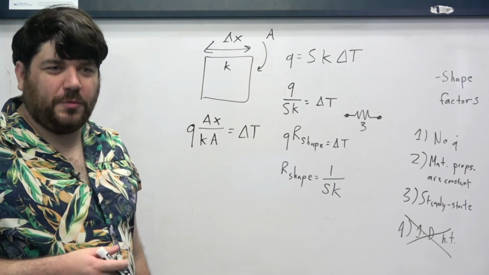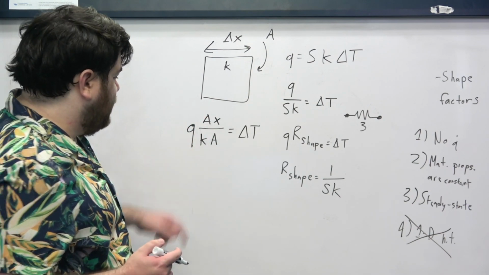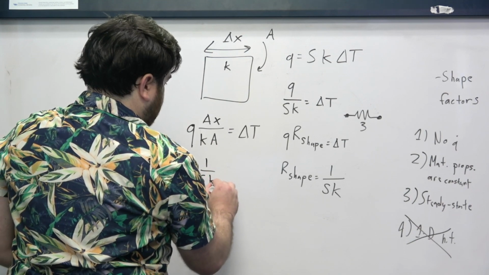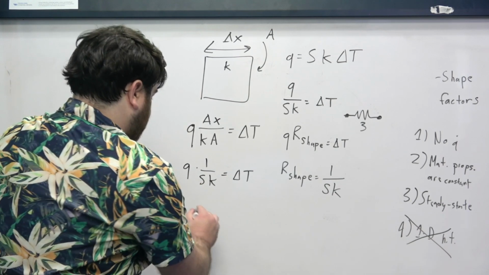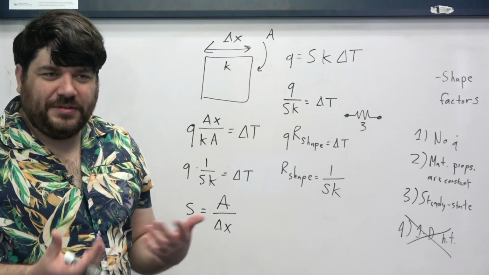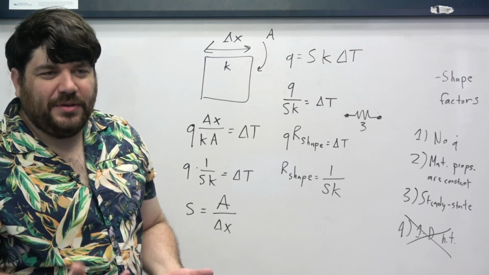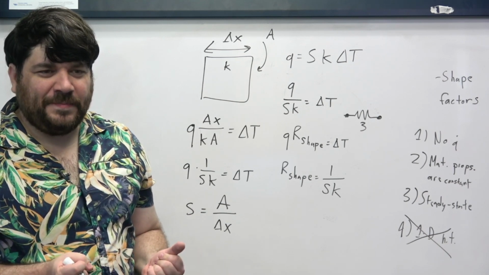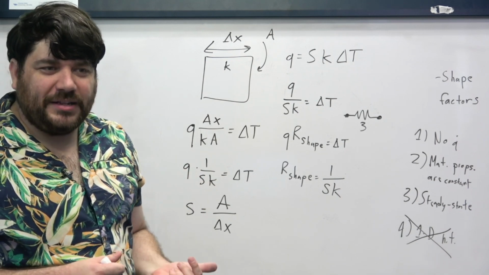This is the expression that we had derived for the resistance of a planar conductive element. But notice that we can also just say that this is Q times 1 over Sk is equal to delta T. And in that scenario, the shape factor S is just the cross-sectional area divided by the thickness. And so the idea of a shape factor is not just a thing that we've invented specifically for the case where we have two-dimensional or three-dimensional heat transfer. It is something that is universal about the way that heat transfer moves through objects, given all the other assumptions that we've made to model it, right?